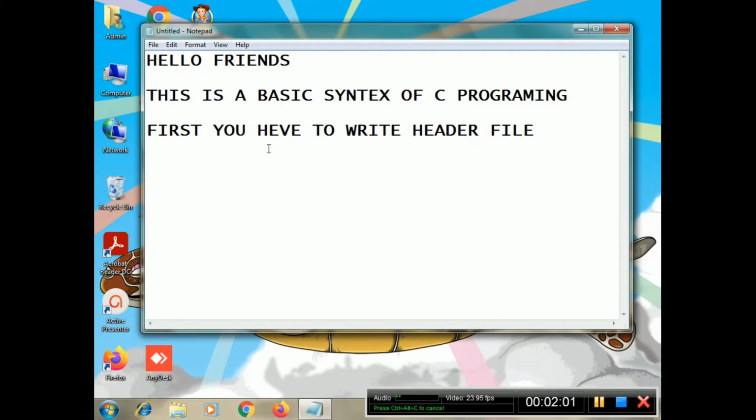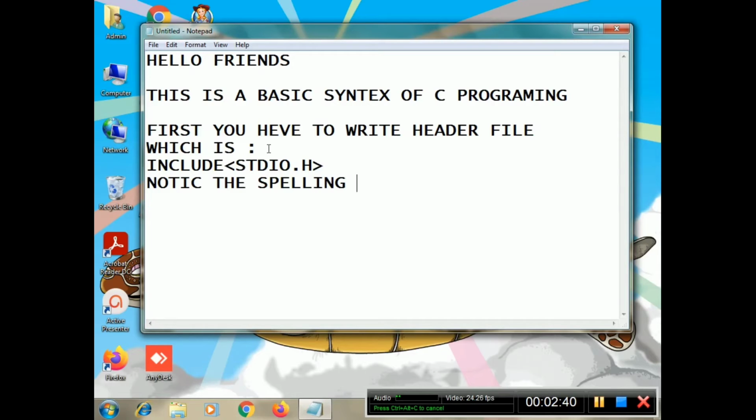First you have to write the header file, which is include stdio.h and include conio.h.